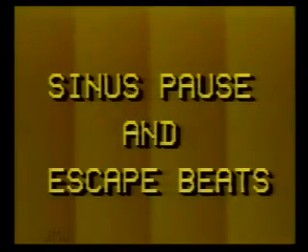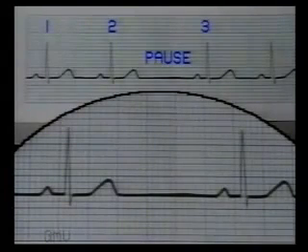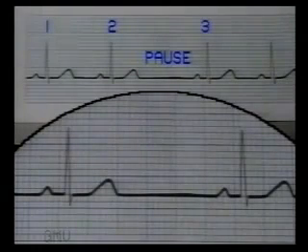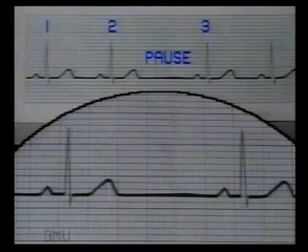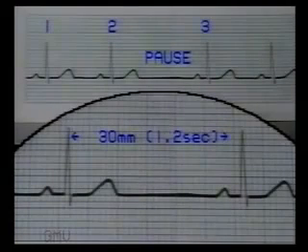Sinus pause and escape beats. When we studied the premature beats, we saw the sequence of a premature beat followed by a compensatory pause. But if you see the upper strip of this ECG carefully, there is a pause between beats 2 and 3, but the preceding beat number 2 is not premature. That means the SA node itself paused for a while and then started beating again. This condition is termed a sinus pause. A compensatory pause was preceded by a premature beat, while a sinus pause is preceded by a normal beat.